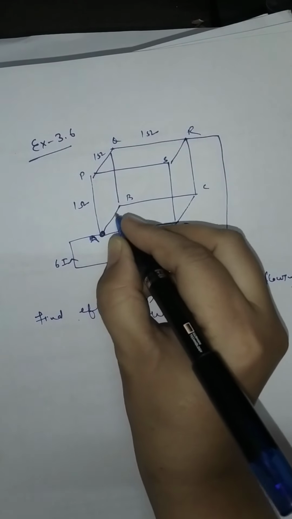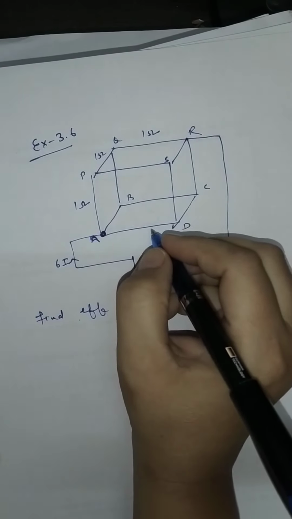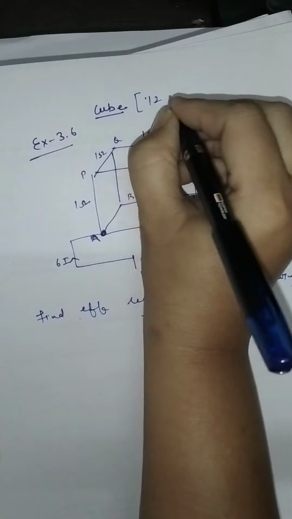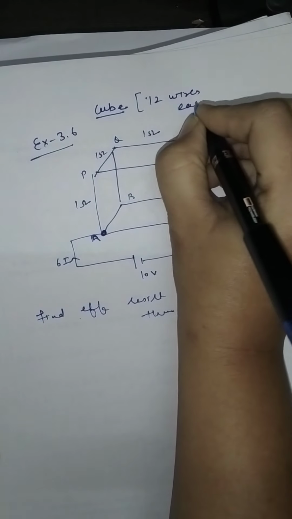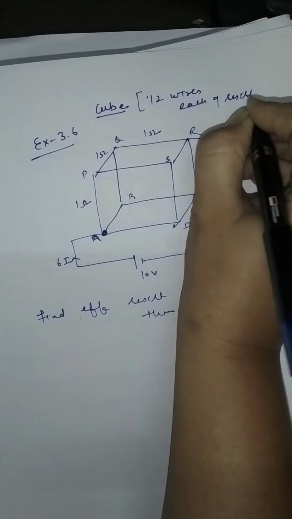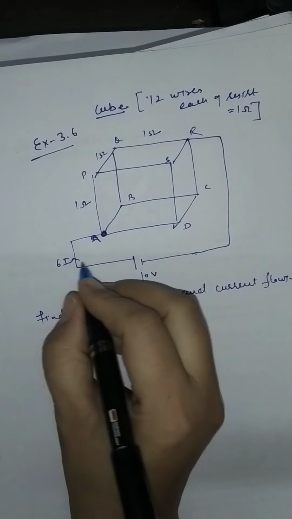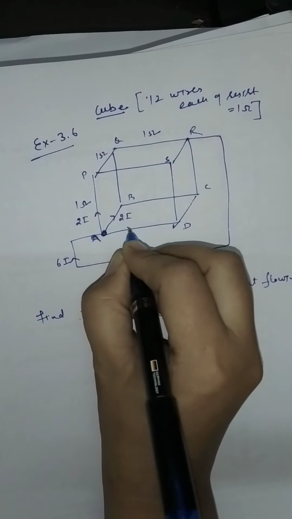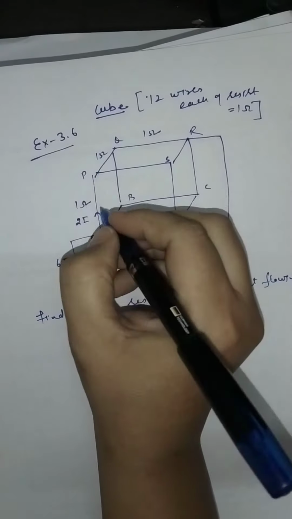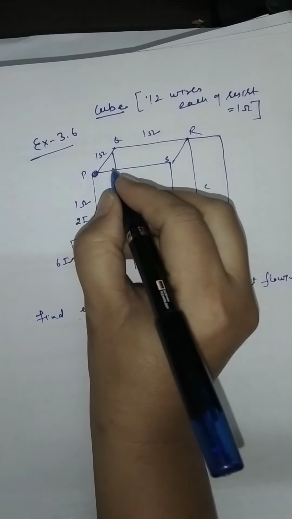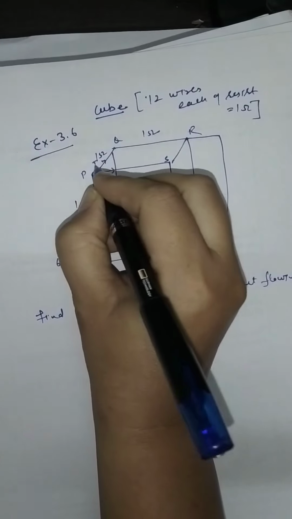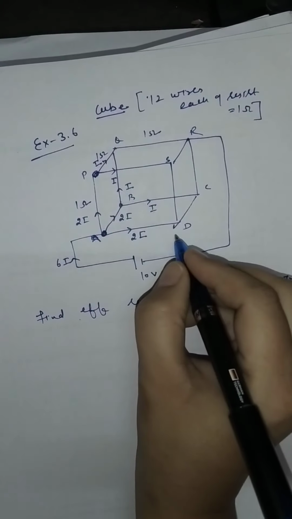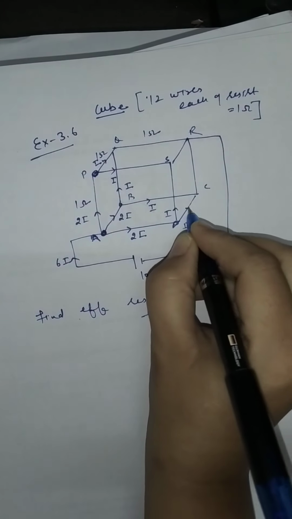At this point A, there are 3 branches, and this is a cube made up of 12 wires, each of resistance 1 ohm. What is the resistance of the wire? Same. So 6I current at point A, here 2I current will flow, here 2I current will flow, because it gets equally divided. Now see, 2I current at point P, from here 2I, so here it becomes I, and from here also it becomes I. Here you see this 2I, here I, here I. Right. Here 2I came, so here I and here also I.